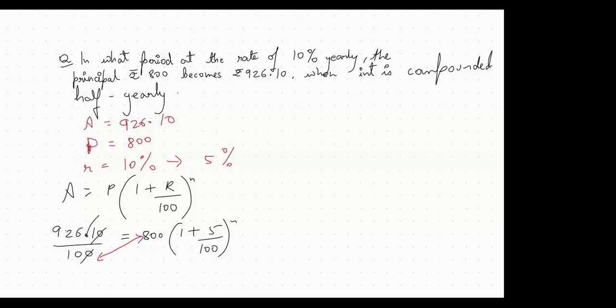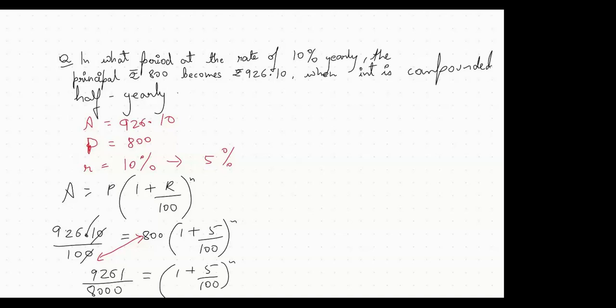10 into 800 is how much? 8,000. So 9261 divided by 8,000 equals, this portion I'm left with, 1 plus 5 by 100 raised to the power n.